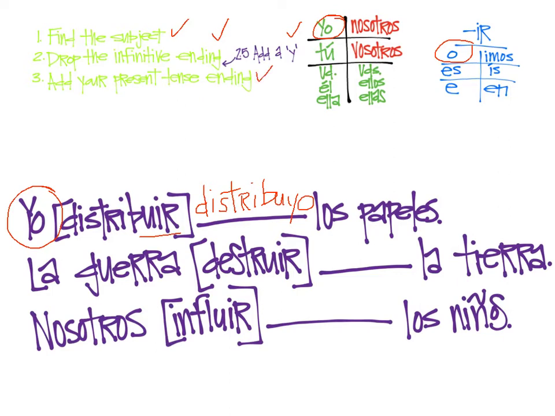Now you take a few moments to conjugate the second verb, destruir, on your own. Try to follow the 3.5 steps that I have provided for you, and then we will go over the conjugation of this verb together.